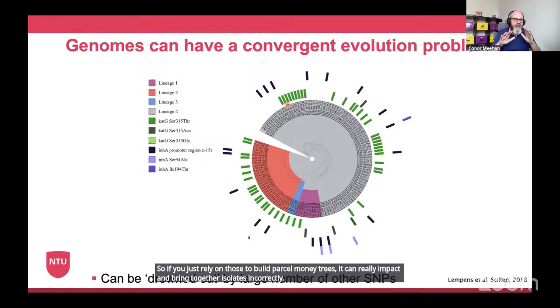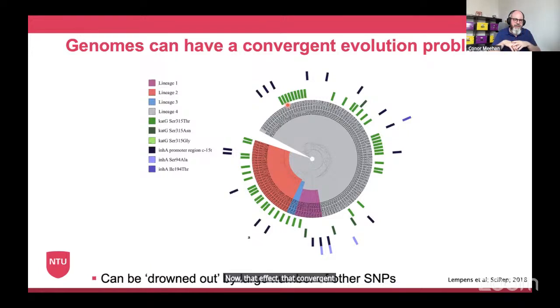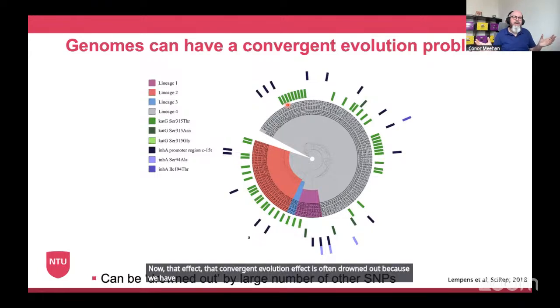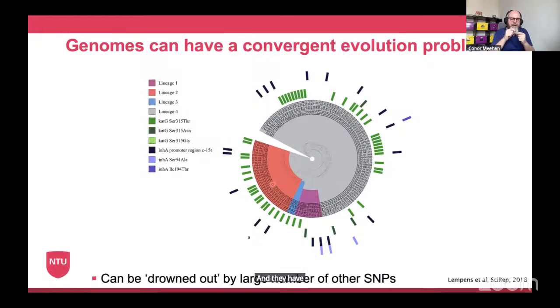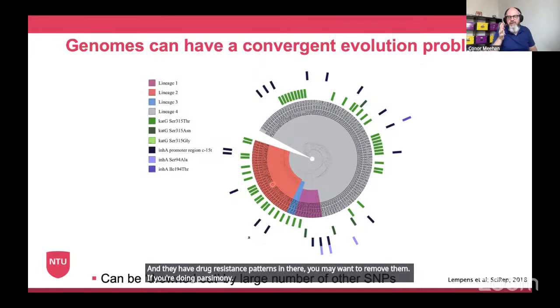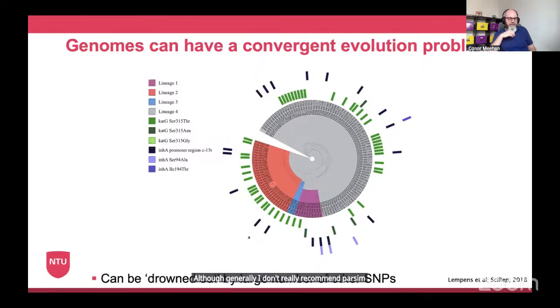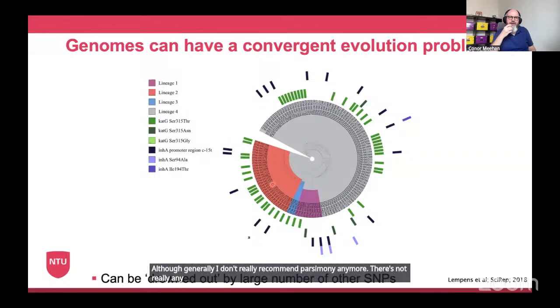Now, that convergent evolution effect is often drowned out because we have so many SNPs across the entire genome. So between a lineage 4 isolate and a lineage 2 isolate, there's going to be 1,000 other SNPs that are going to drive the parsimony to separate them out. But it's something to be aware of if you're working on very, very closely related isolates and they have drug resistance patterns in there, you may want to remove them, or if you're doing parsimony. Although generally I don't really recommend parsimony anymore. It doesn't really have any advantages over the other methods that we'll talk about.